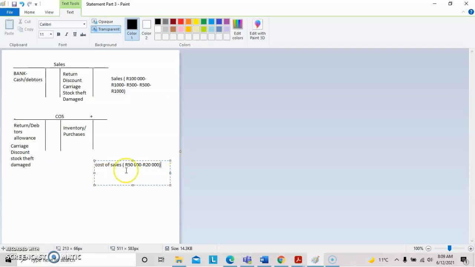Okay, yeah, this was a very brief one. I hope it also helps you out. I know I haven't touched on the percentages, markup on cost, markup on sales, but this is more like the basic introduction. Okay, I hope this helps out.